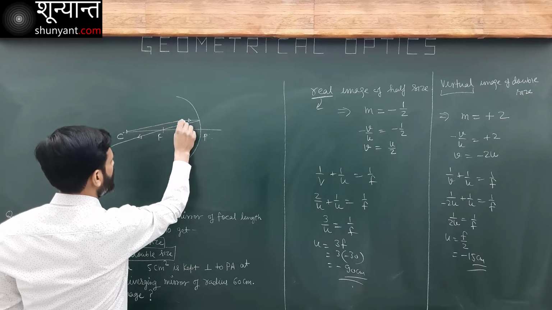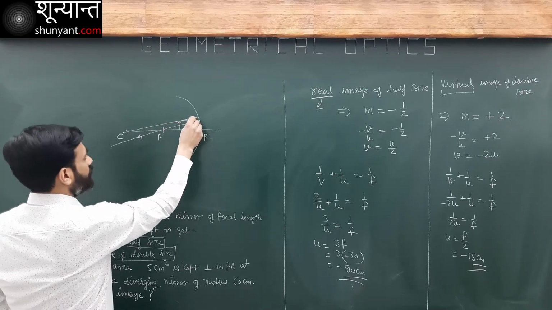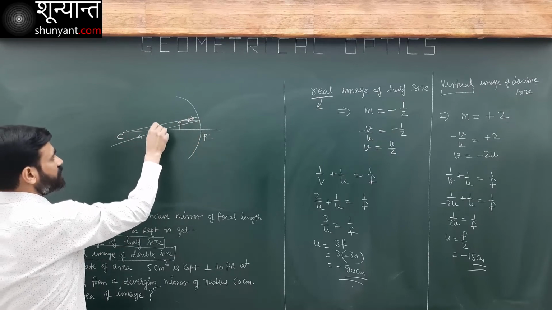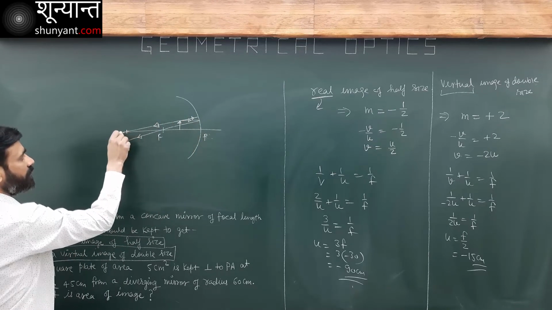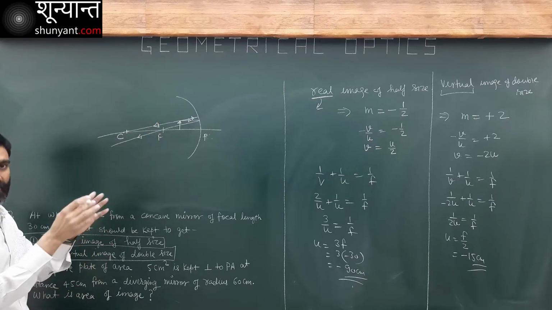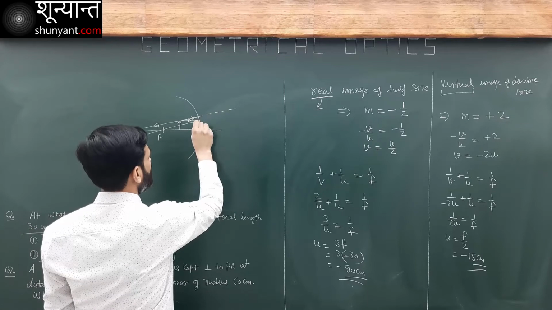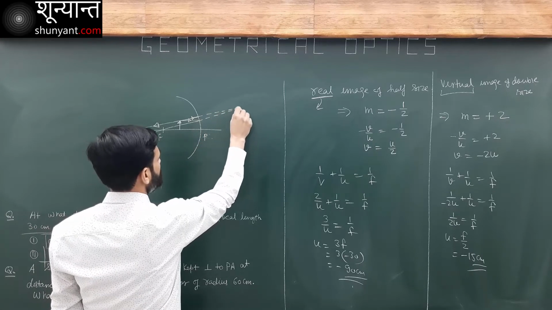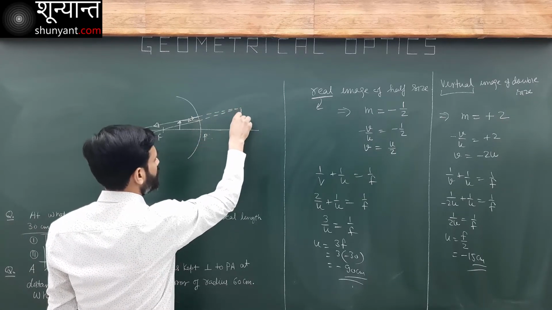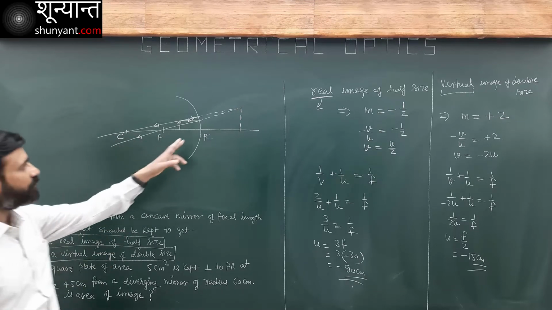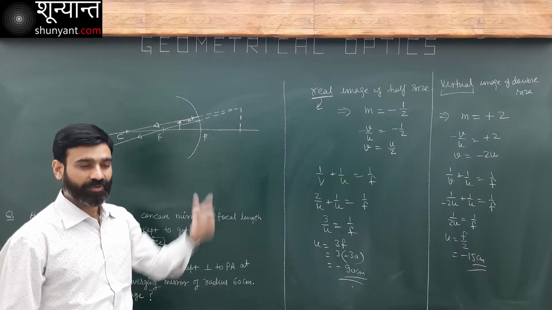If I take one light ray along this line joining the center, it is going to retrace. Because these two are reflected light, they are never going to meet. They are going to meet here when I extend it, on the other side. So here I get a virtual image. When the object is between pole and focus, I get a virtual image.